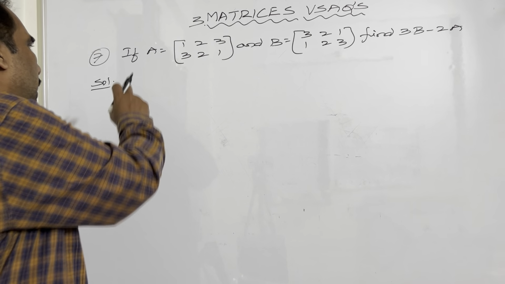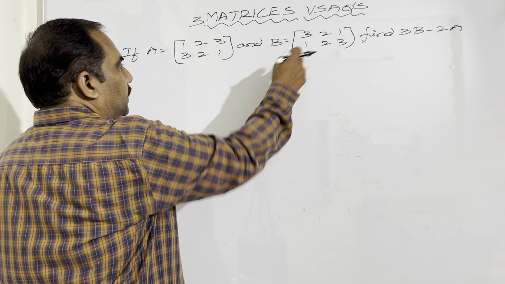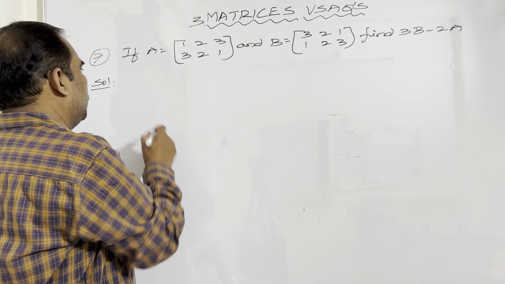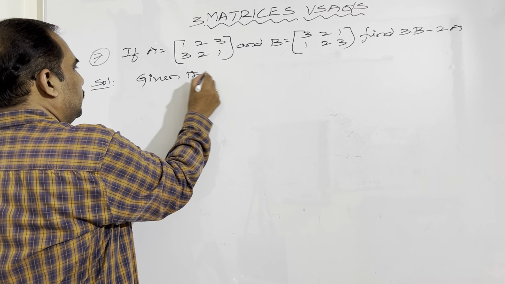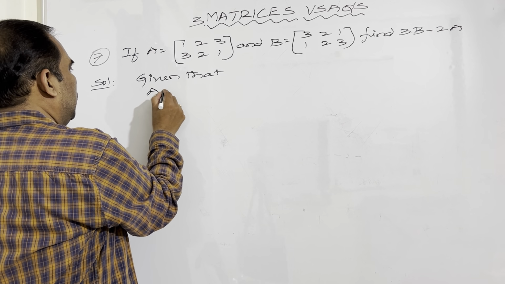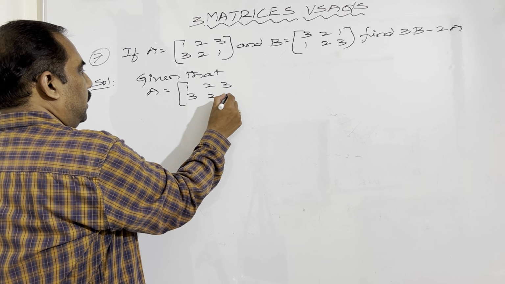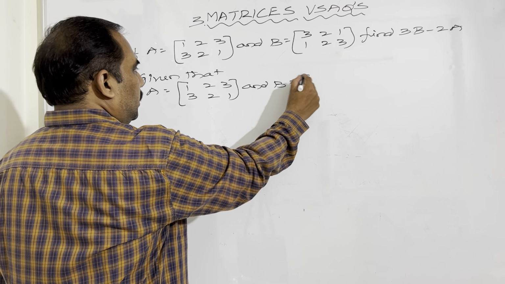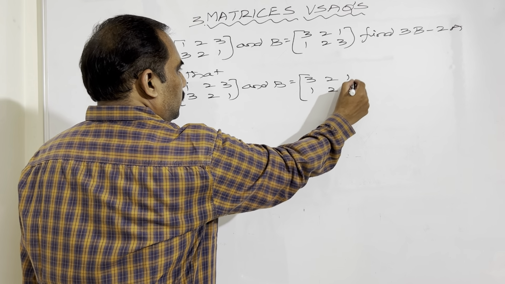Seventh question is, if A is equal to matrix [1, 2, 3; 3, 2, 1] and B is equal to [3, 2, 1; 1, 2, 3], find 3B minus 2A. So here given that matrix A is equal to [1, 2, 3; 3, 2, 1] and B is equal to [3, 2, 1; 1, 2, 3].